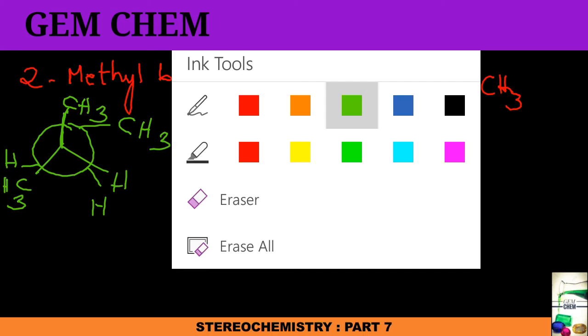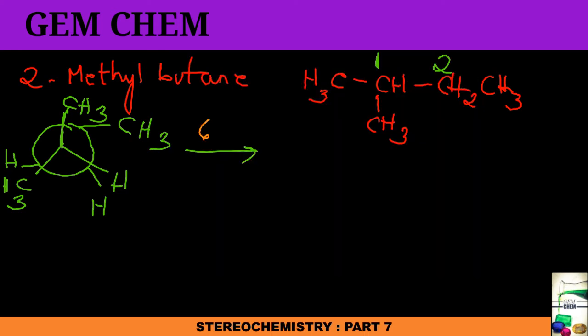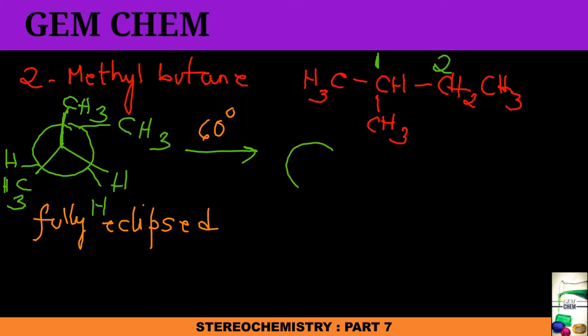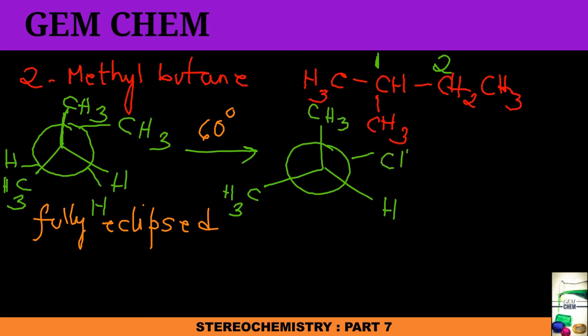Now we try to rotate it by 60 degree. Now what is this conformation known as? Fully eclipsed, right? Now on 60 degree rotation we get like this, that is here CH3, hydrogen, CH3, and the CH3 of back carbon comes in between these two, then hydrogen, then here also hydrogen. Now we rotate it by another 60 degree to give a total of 120 degree, right?